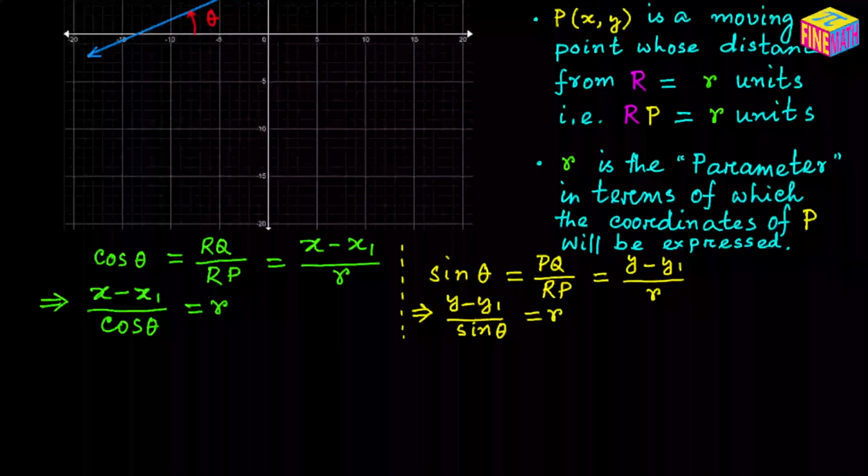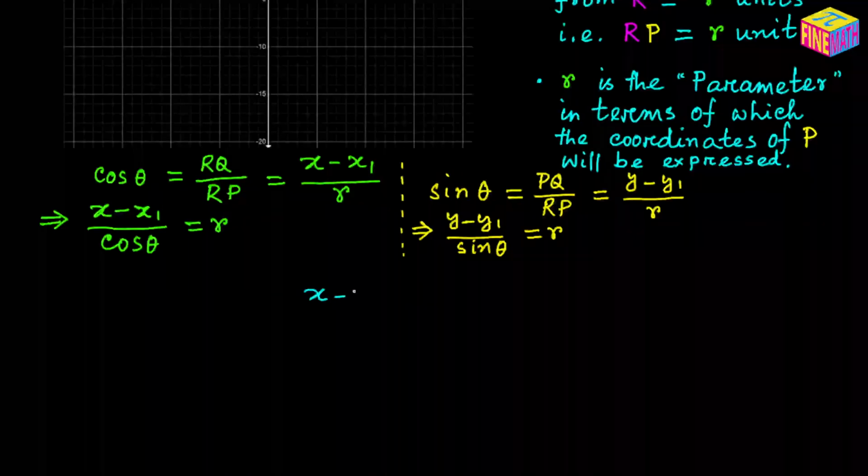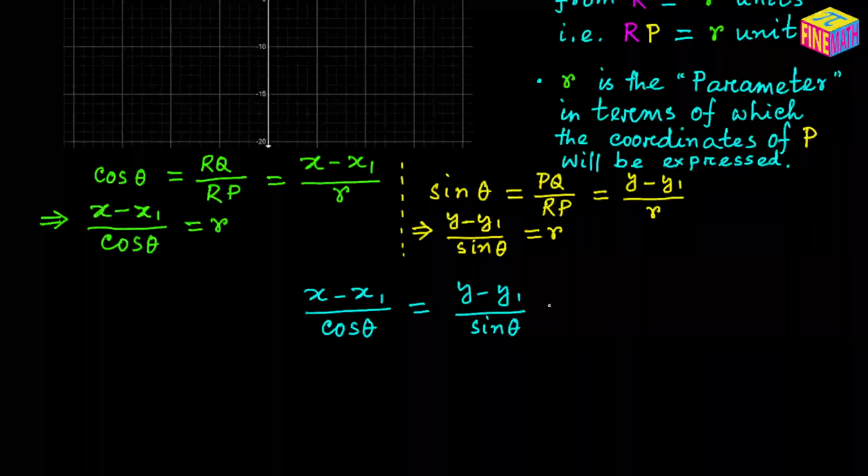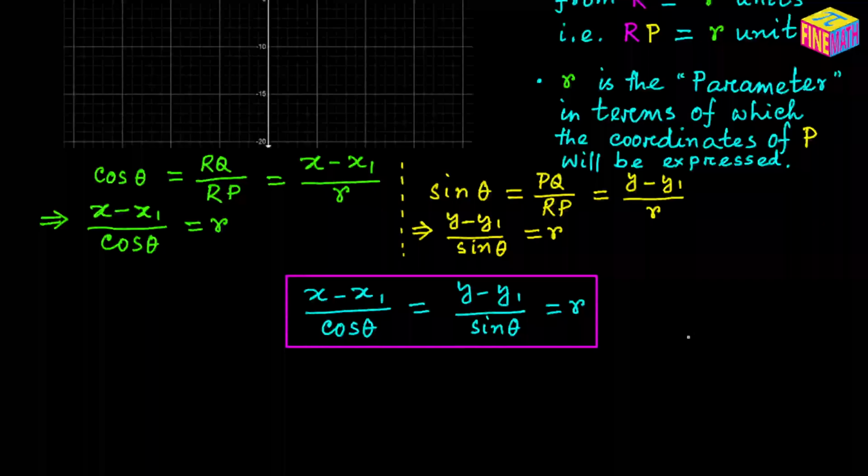And now if we combine these two equations, x minus x sub 1 over cosine of theta is equal to r obviously, and similarly y minus y sub 1 over sine of theta, both of them are equal to r. So can we write the two equations combined together like this? And that is the parametric form of the equation of this straight line. Now in this form, what is the parameter? Well, the parameter is r. Why? Because from here we can express the values of x and y in terms of r and theta, and r is the parameter which can be adjusted based on our requirement, right?